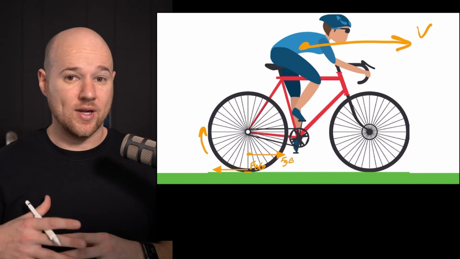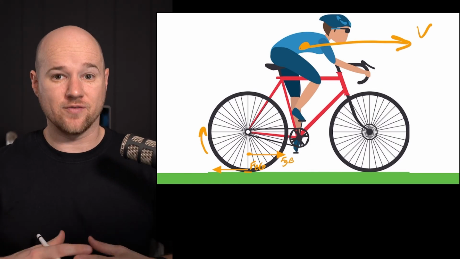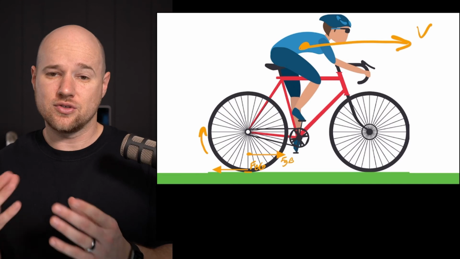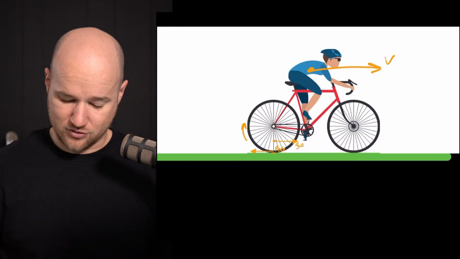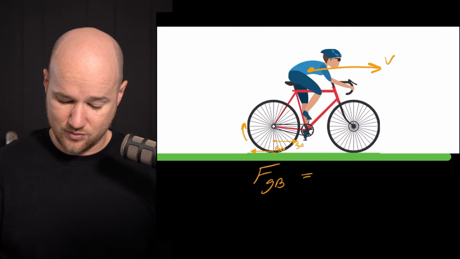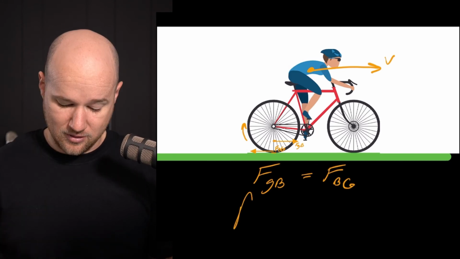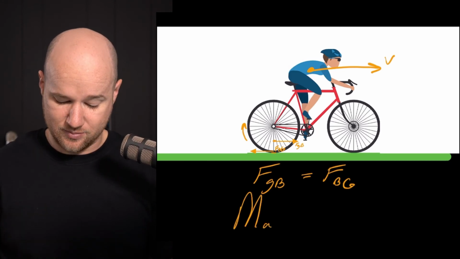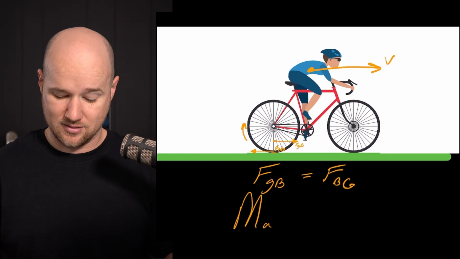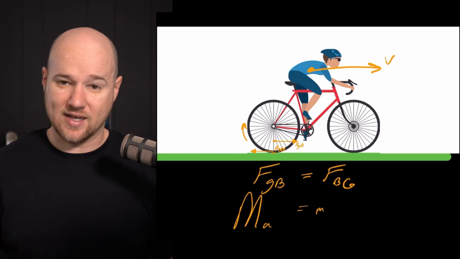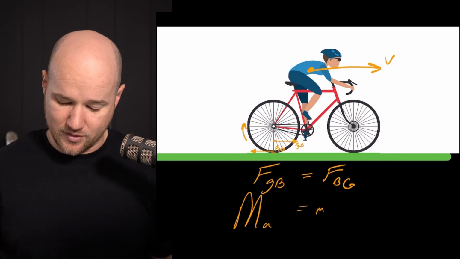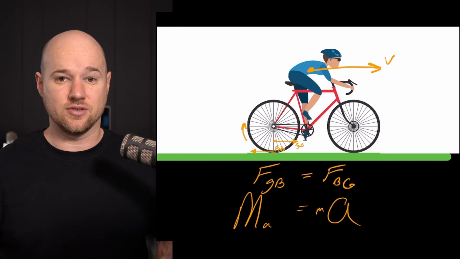And here's the thing, the ground is connected to the earth, which is a very, very large mass, so it's going to accelerate very, very little. So let's write that down. The force of the ground on the bike is equal to the force of the bike on the ground, but the ground, which is, well, the earth, has a large mass, and it's going to experience a very small acceleration, and the mass of the bike is much smaller, therefore it's going to experience a much larger acceleration.